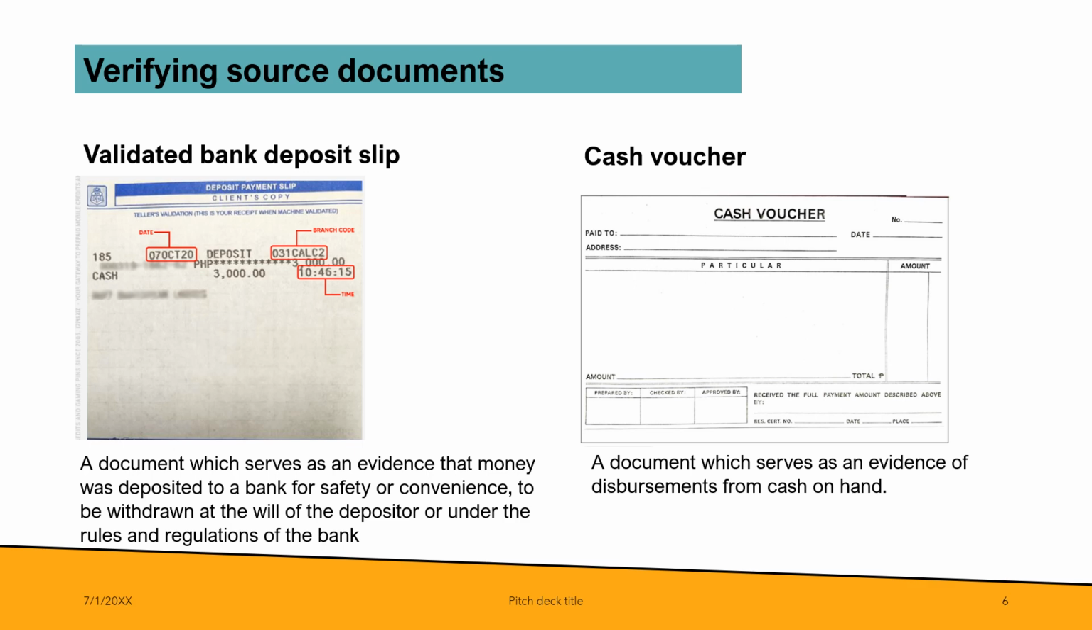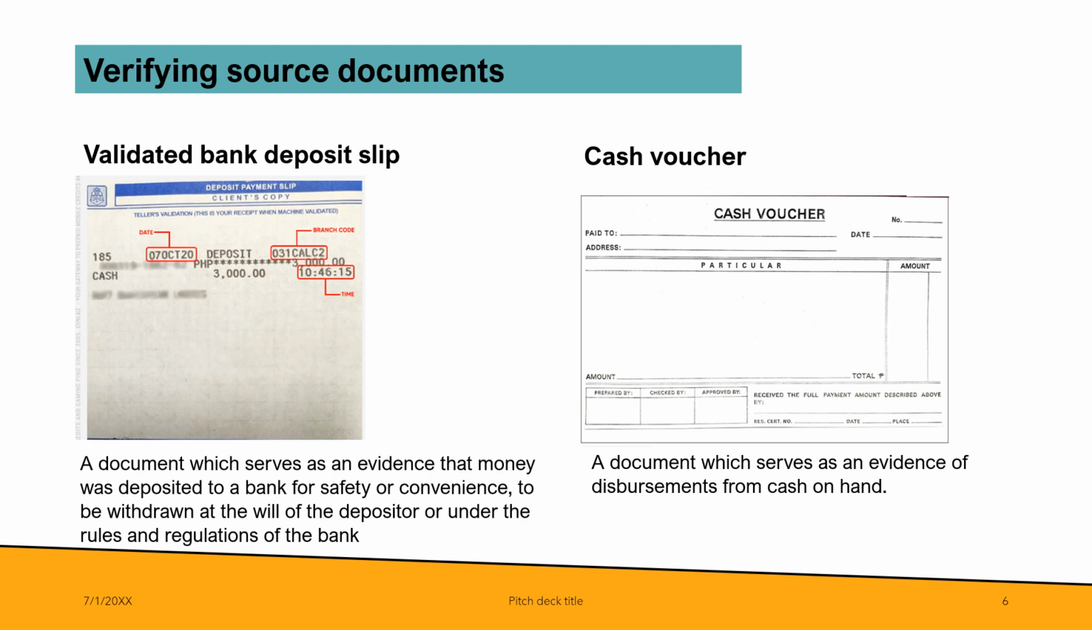Because if that is only a bank deposit slip, there is no assurance that the teller received the cash. Okay, but if it's validated, then there is an assurance that the bank, through its teller, received the cash from any representative of your business. Okay. Next is cash voucher.